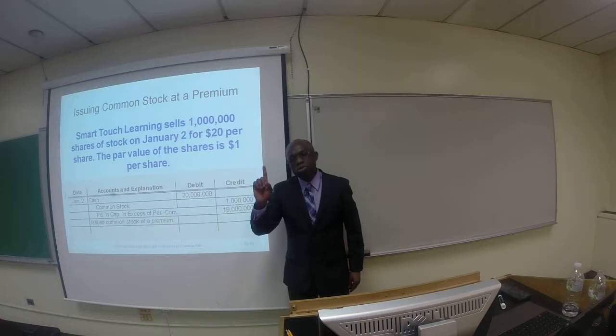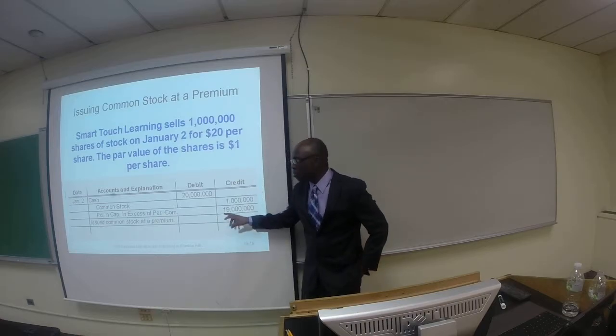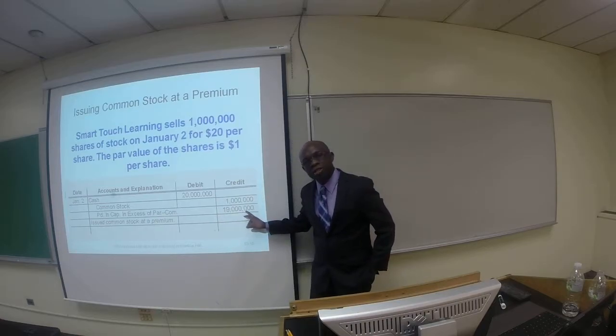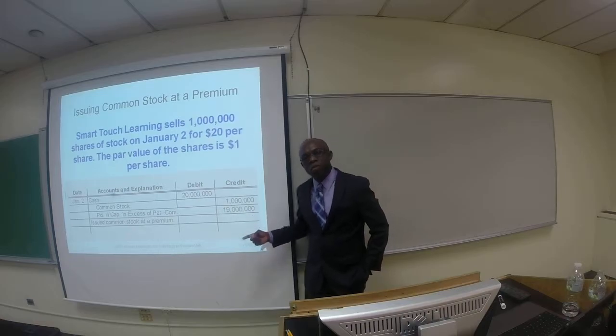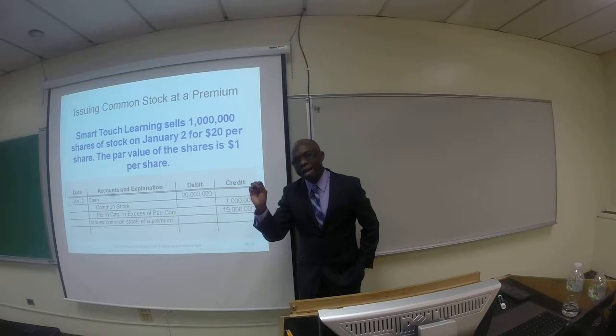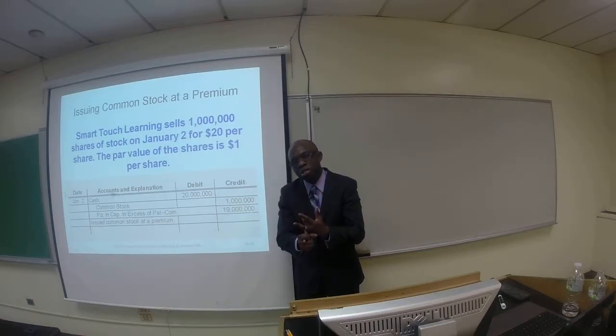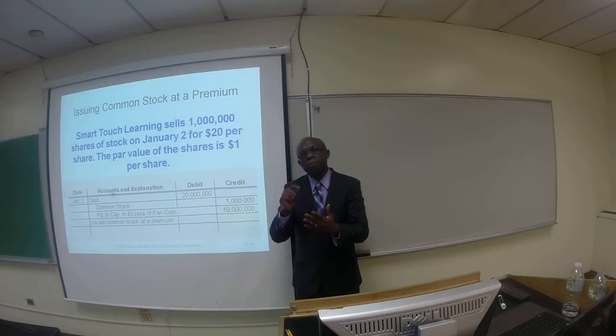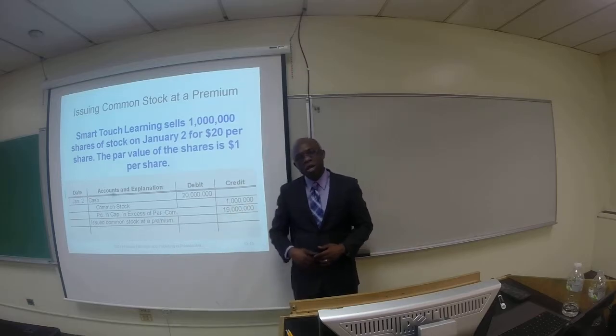Now, I want you to take a note of this. This is very important. Common stock account is credited for $1 million. How do we determine that? The par value. The common stock account is always credited, as long as the common stock has a par value, by the number of shares that we sold or issued, in this case 1 million shares, multiplied by the par value of $1. So we have $1 million.